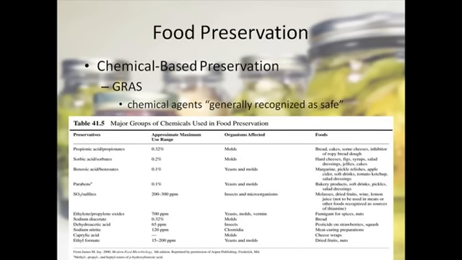And we can talk about food preservation. Here are the different chemical based preservation. We have talked about this chemical based preservation. If we want to use chemicals to prevent chemical spoilage of food, we need to use those chemicals which are generally recognized as safe.